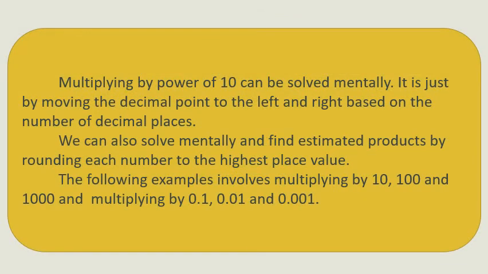Okay, so multiplying by power of 10 can be solved mentally. So it is just by moving the decimal point to the left and right based on the number of decimal places. We can also solve mentally and find estimated products by rounding each number to the highest place value. The following examples involve multiplying by 10, 100, and 1000, and multiplying by 1/10, 100ths, and 1000s.